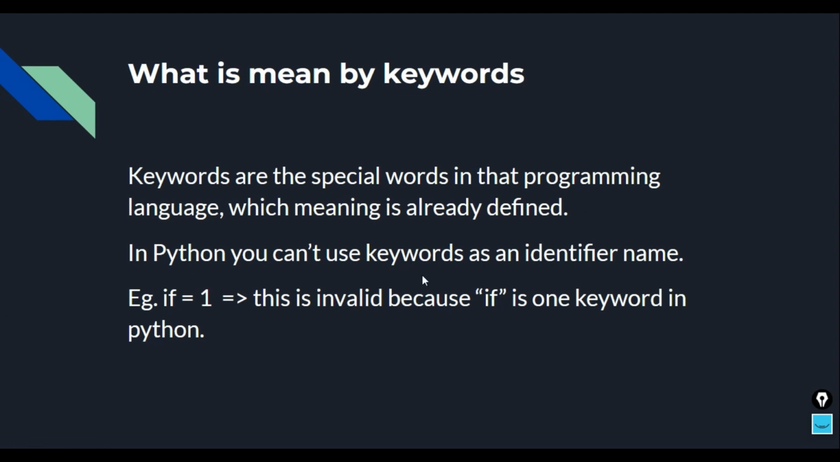In Python you can't use keywords as an identifier. We will see how to see all the keywords in Python. For example, if I have given here if is equal to 1, this is invalid because if is one keyword in Python, right? So we will see how to access all keywords in Python.